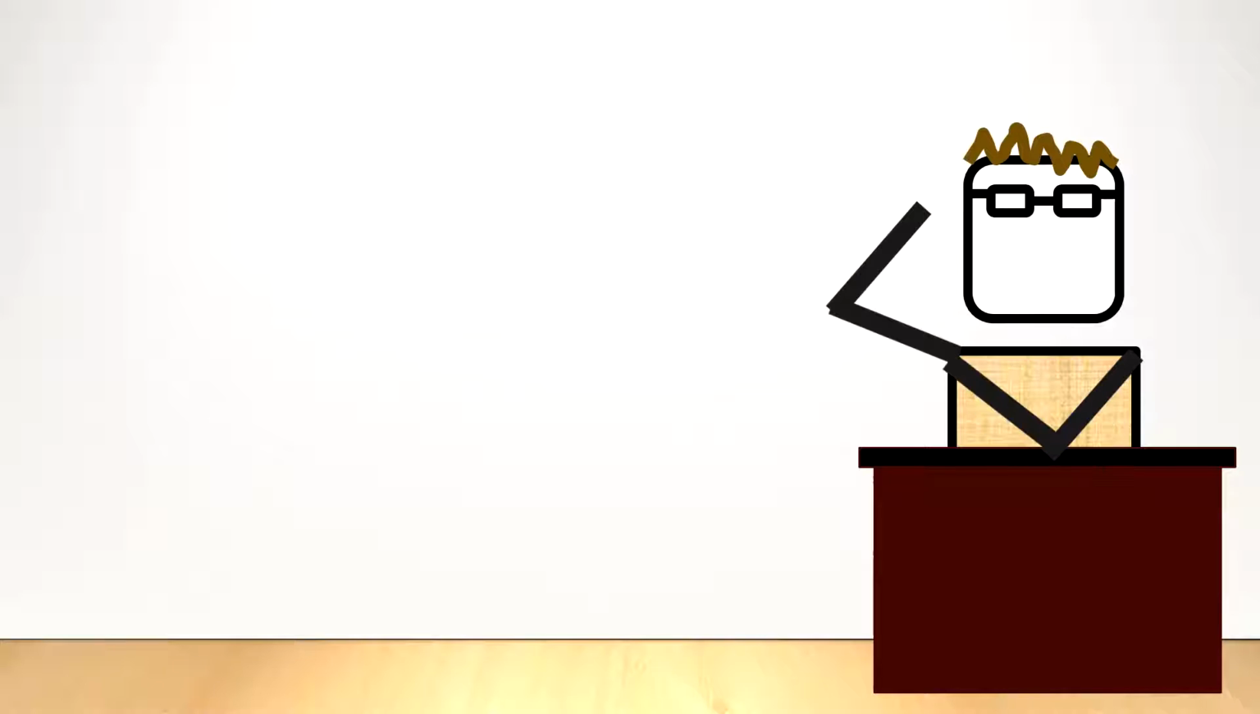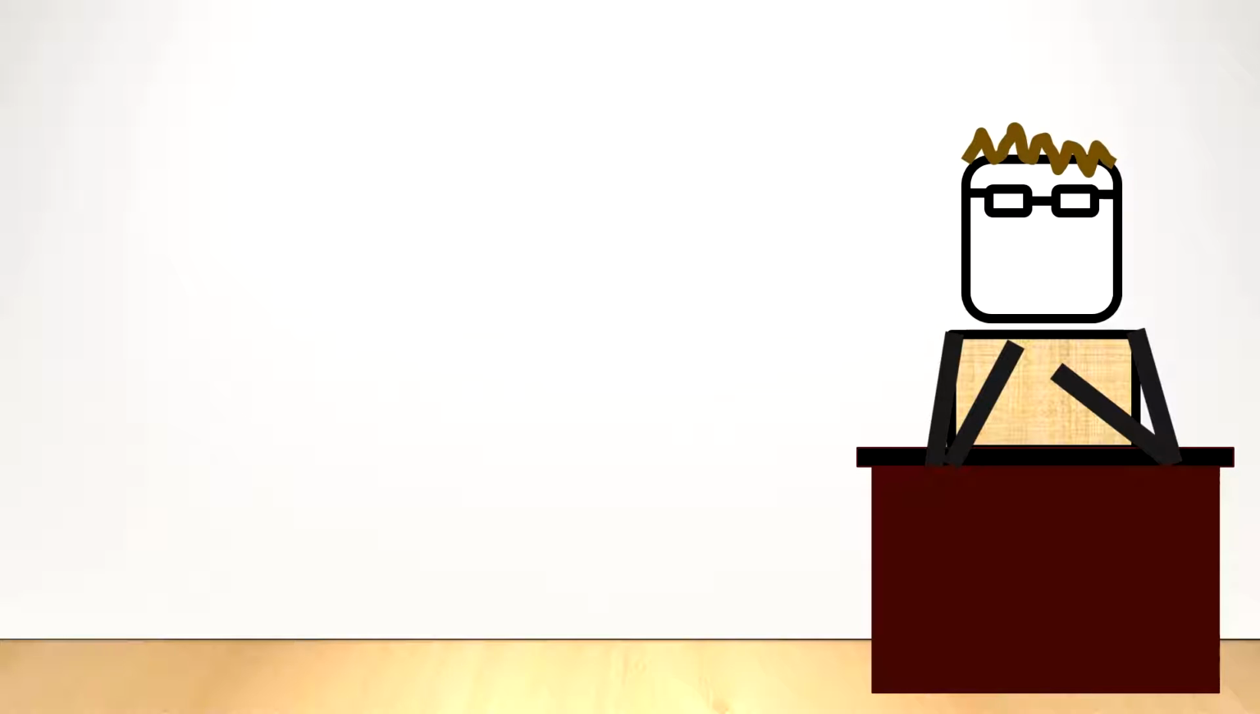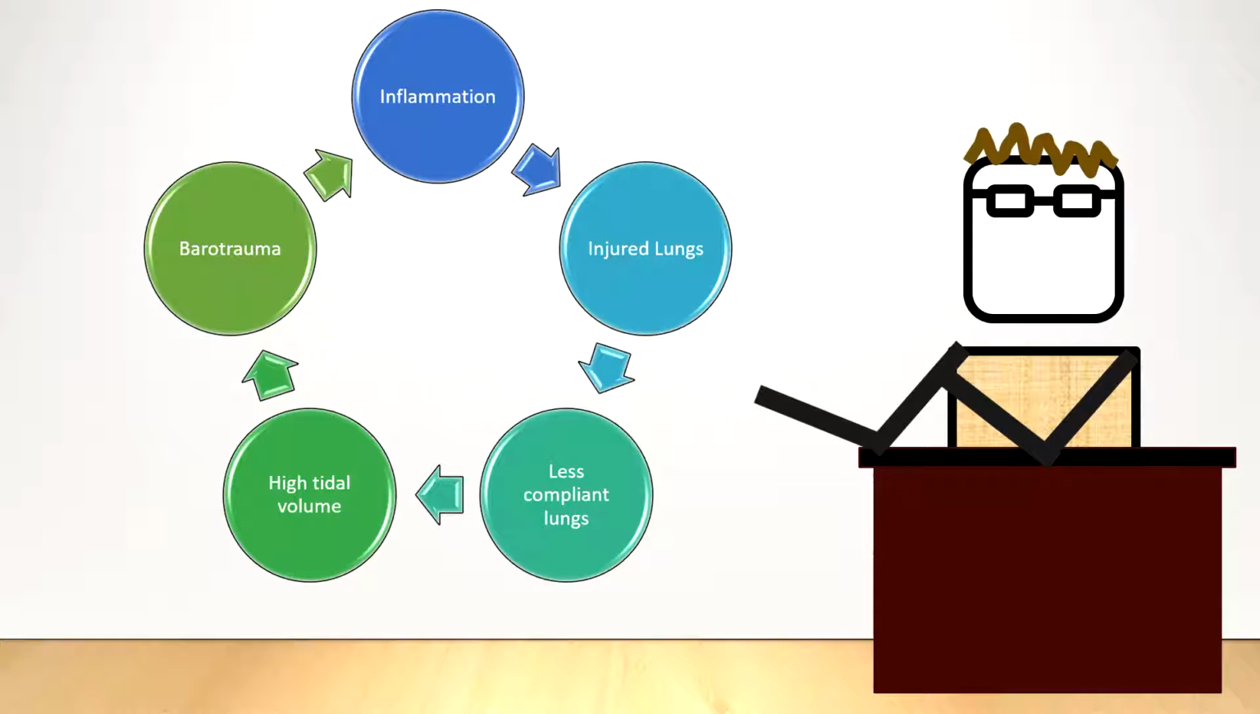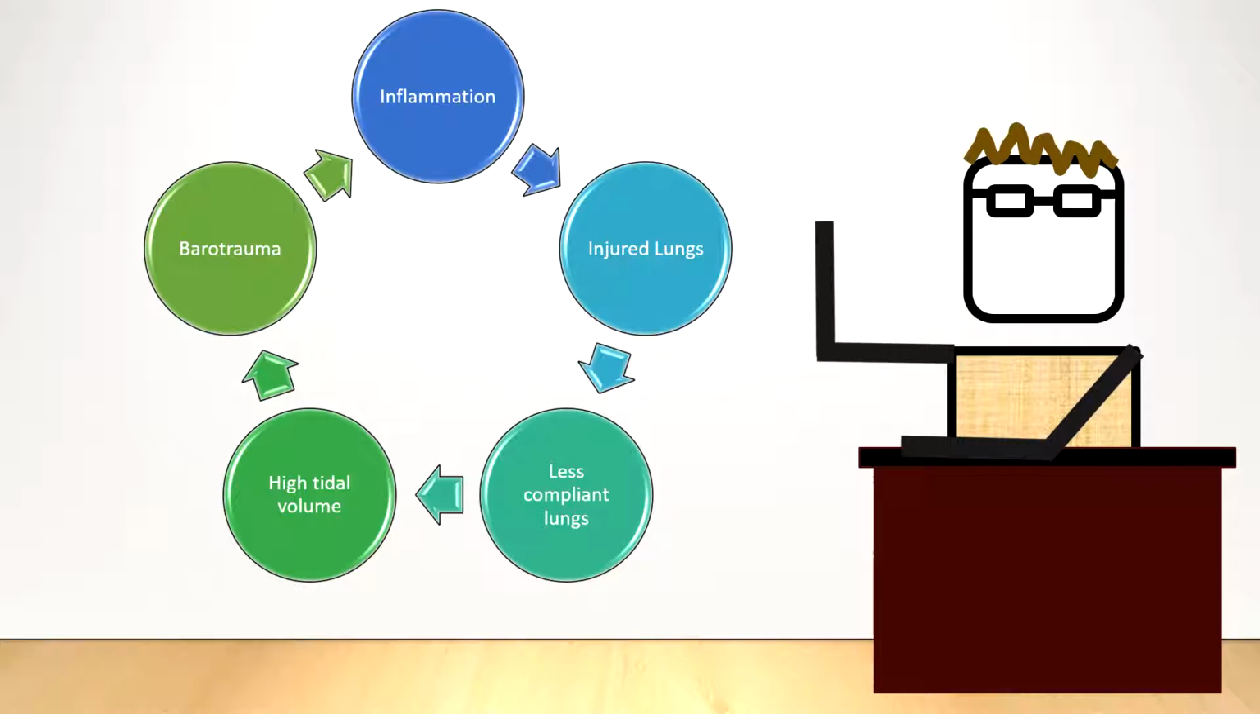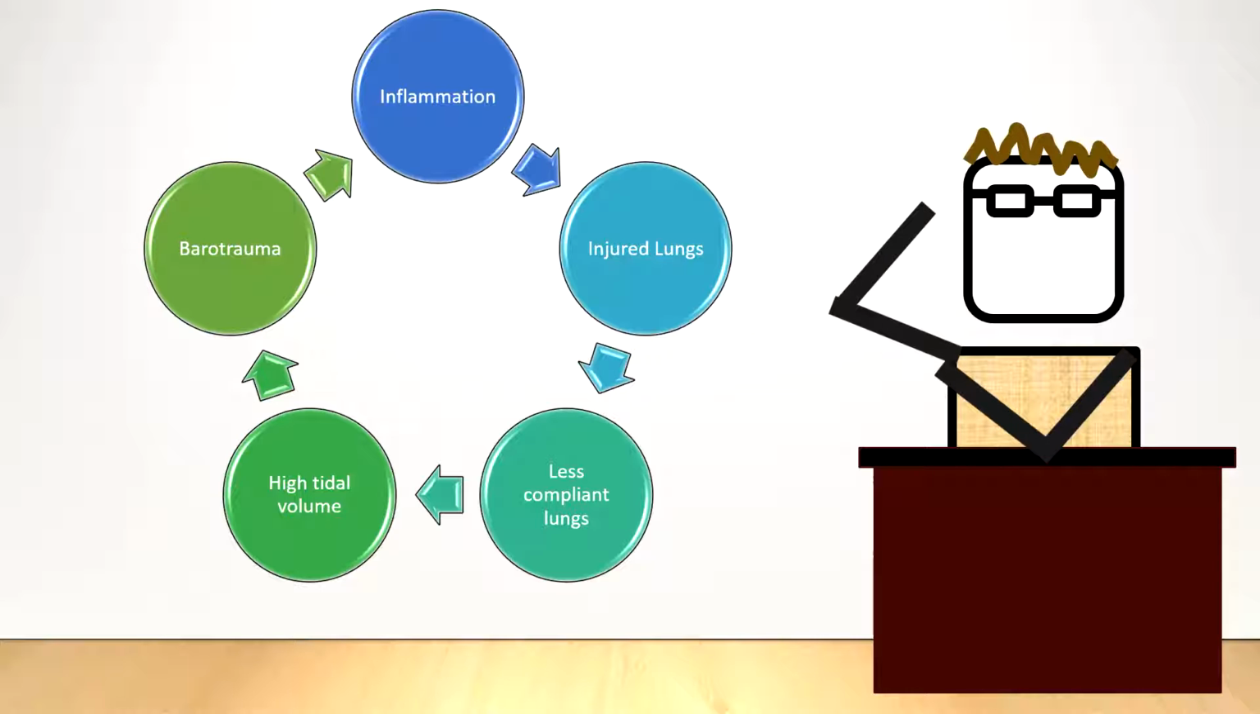Microscopic or macroscopic tears in the alveoli cause air to escape and can cause pneumothoraces or even pneumomediastinum. Even if a pneumothorax doesn't occur, barotrauma still causes significant injury to the lungs because it stretches the alveoli and damages them further, which causes further lung injury, which perpetuates a vicious cycle.